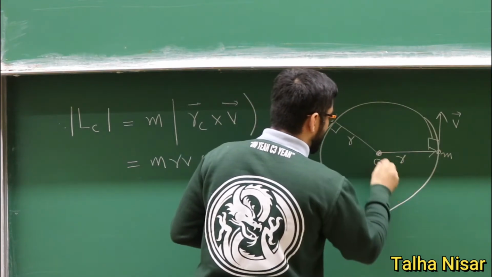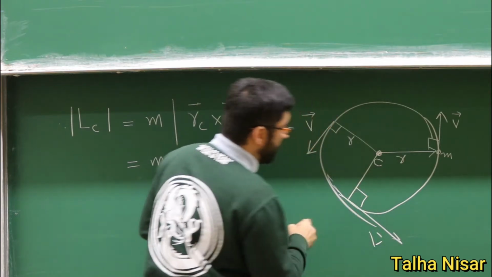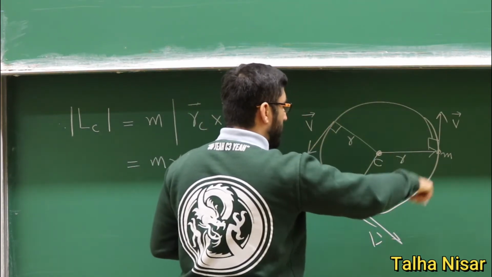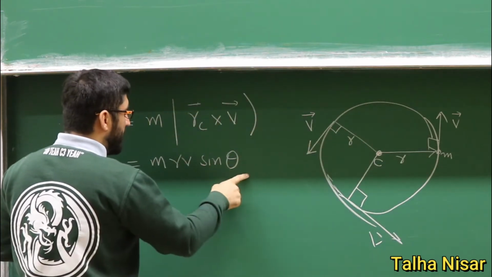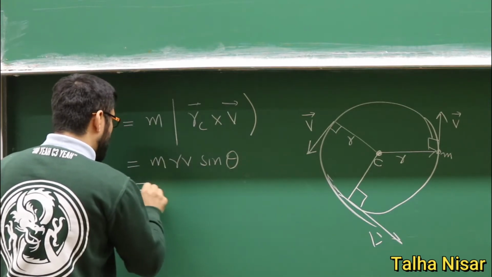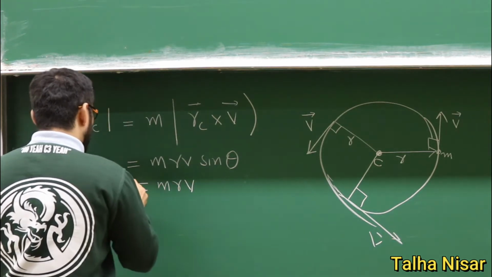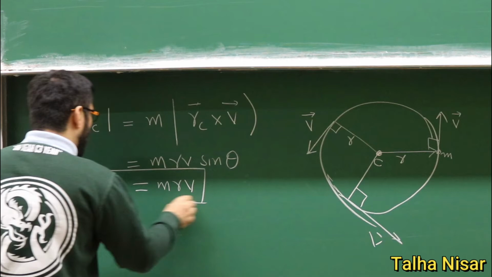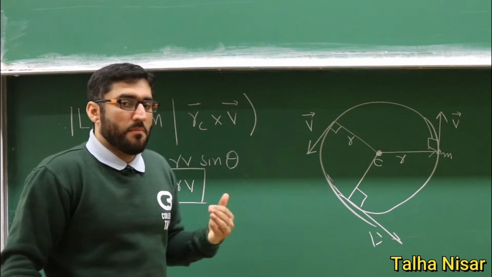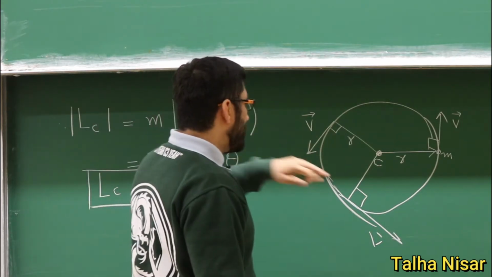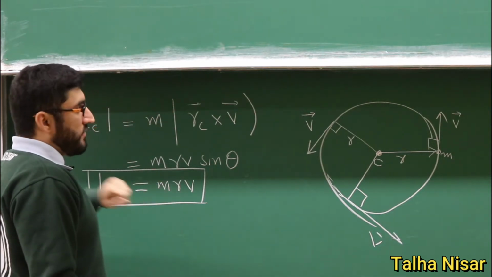So here it's 90 degrees, even if you're here, the velocity is in this direction, and then we will have 90 degrees. So in the uniform circular motion, the angle is always 90 degrees. So sine of 90 we know is 1, so we can write m r v. This is in the uniform circular motion. So the angular momentum will always be the same. It doesn't matter where the object is, the angular momentum will always be the same. So this is for the uniform circular motion.